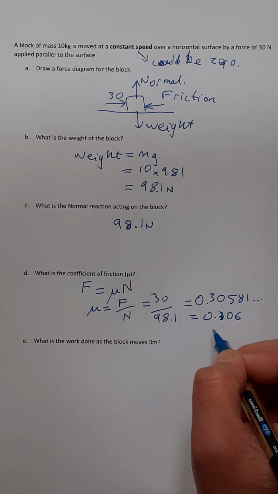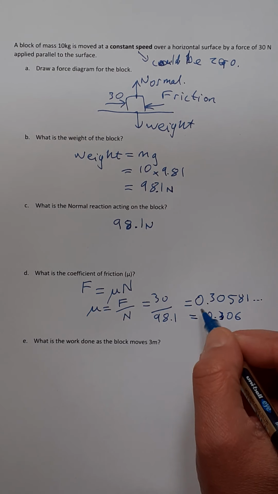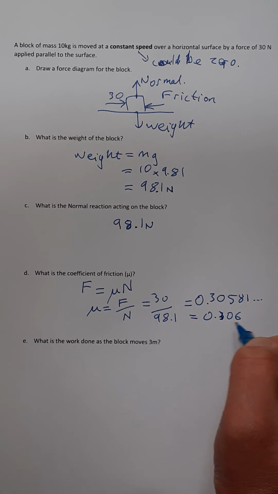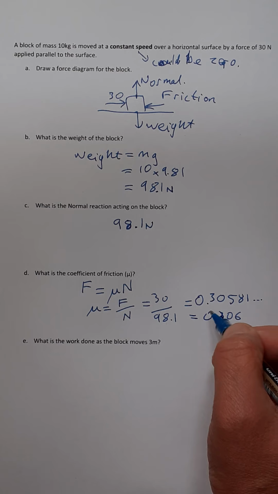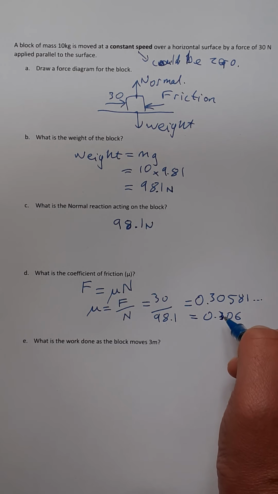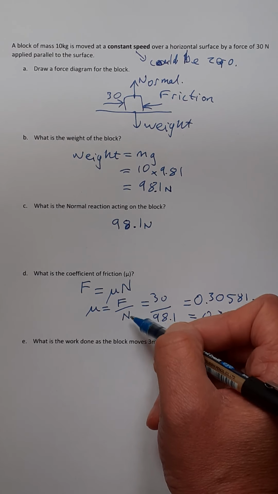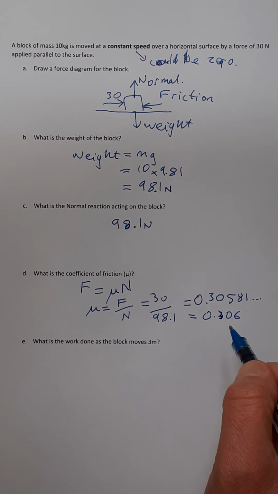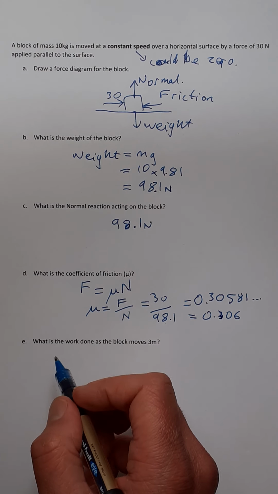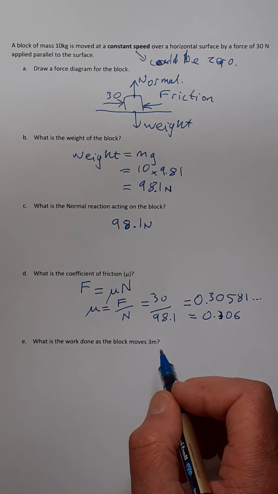Now this is a dimensionless quantity. I've not missed the units out. There are no units to this. Don't be thinking that that's going to be measured in newtons or anything. It's a force divided by a force, so the units are going to cancel. It's a dimensionless quantity. Then what's the work done as the block moves 3 meters?